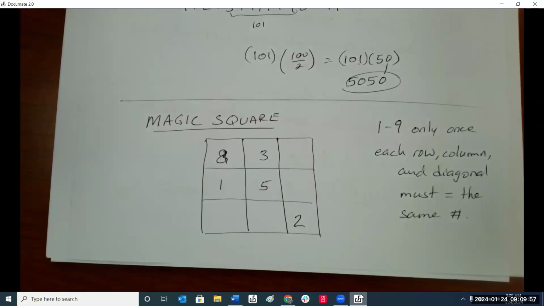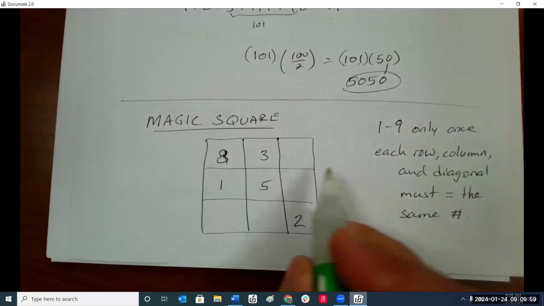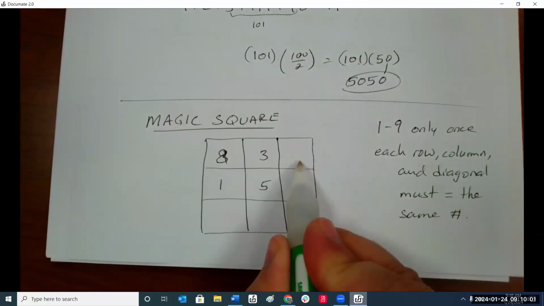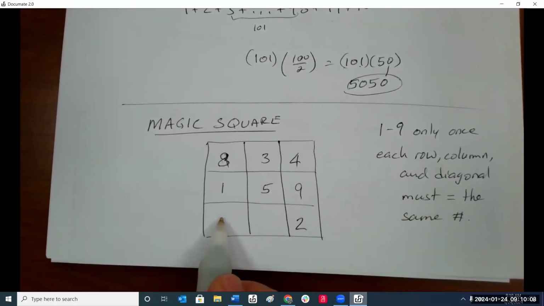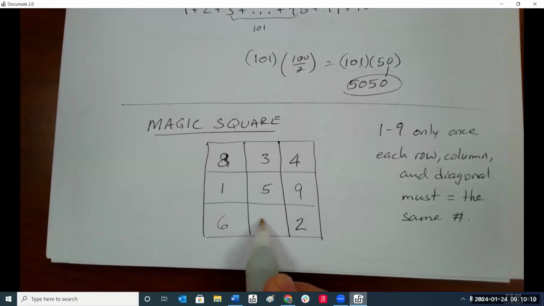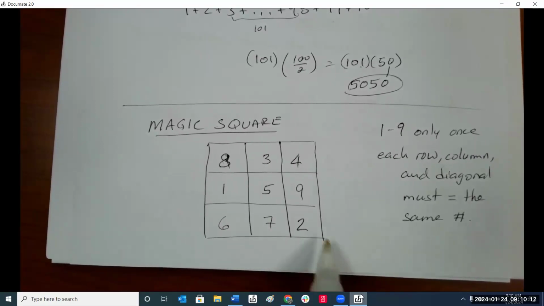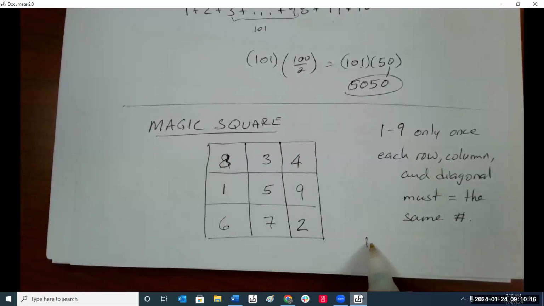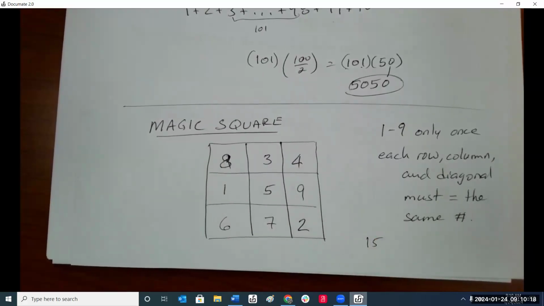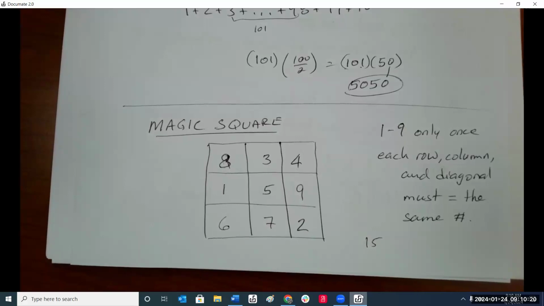Finished? What's this number? This number? Right. Because if you add up all these diagonals and all these rows and columns, they all equal 15. Oh, they're supposed to.